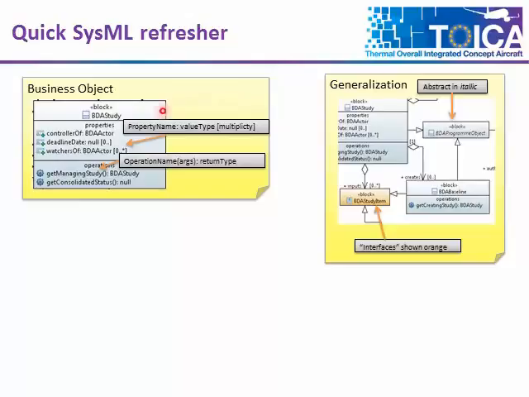Generalizations of the objects are shown here. Some of these generalizations are abstract objects, which are shown in italics. Also, if the generalization is acting as an interface, these are shown in orange.